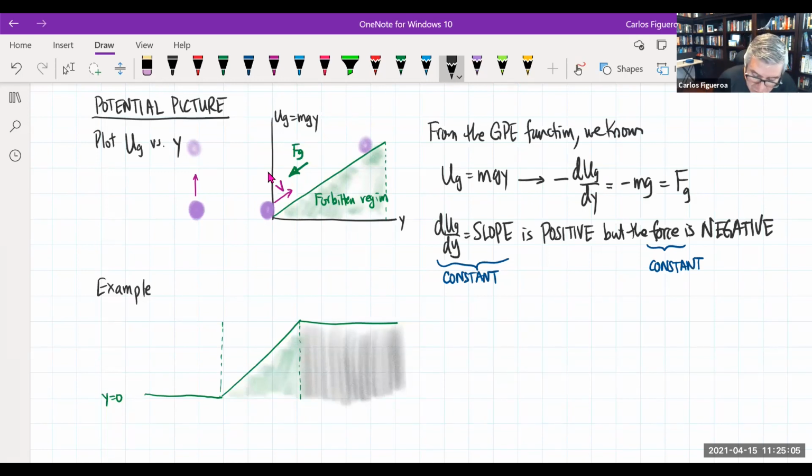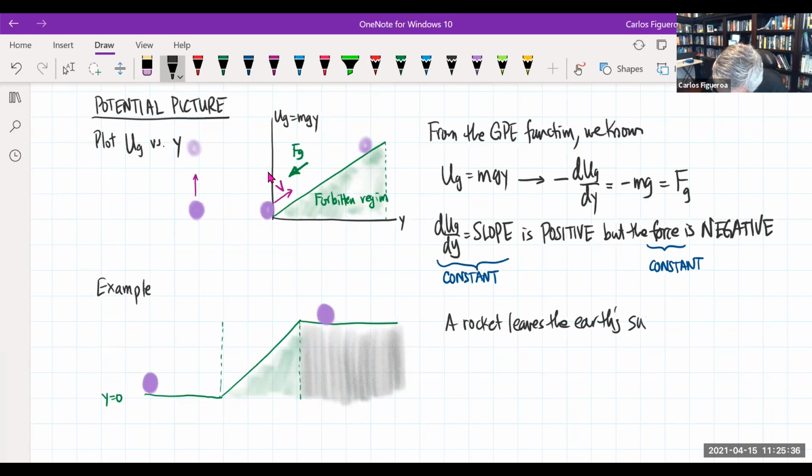And maybe what you have here is that you have a ball right here. And you want to know whether this ball can actually get up to here. So a very good model of this is that we could think about a rocket leaving the Earth's surface.